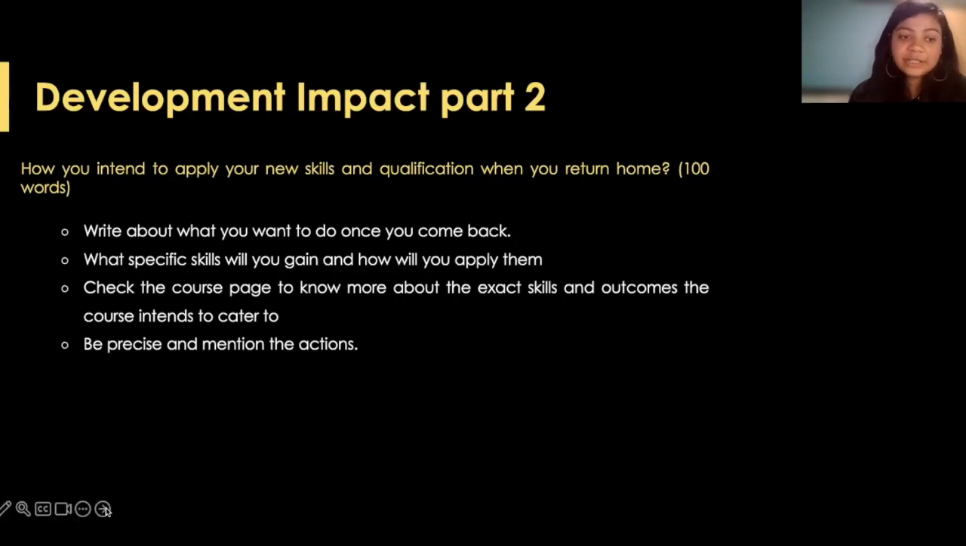It's always a good idea to be precise, to mention the action when you're writing your essays. Being precise instead of being vague shows confidence, and it allows the committee to connect with what is it that you intend to do.